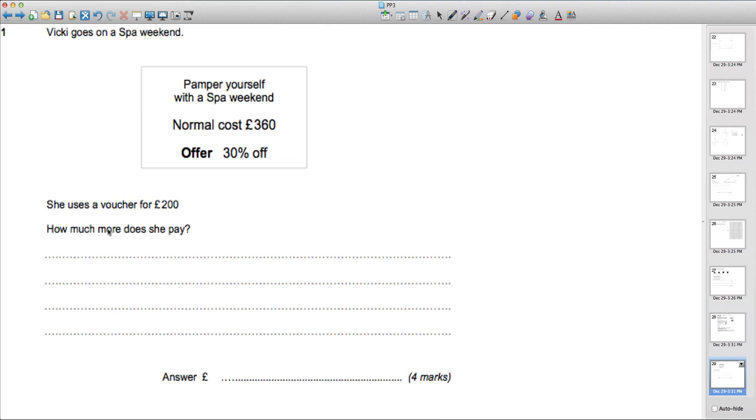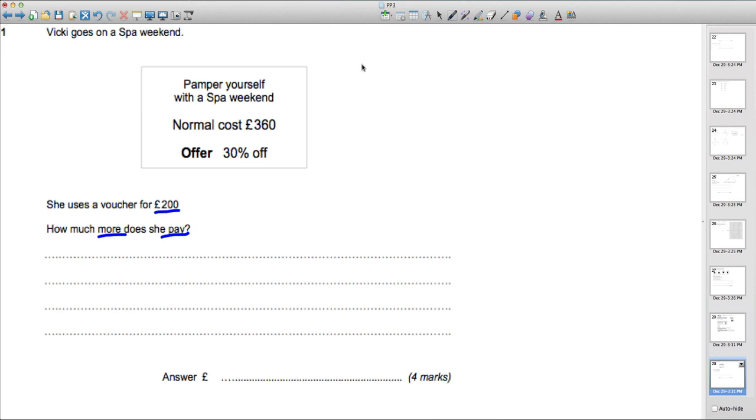Question 1. Vicky goes on a spa weekend. She uses a voucher for £200. How much more does she pay? Not how much does she pay, how much more? So the offer is as follows. Pamper yourself with a spa weekend, normal cost £360, offer 30% off.